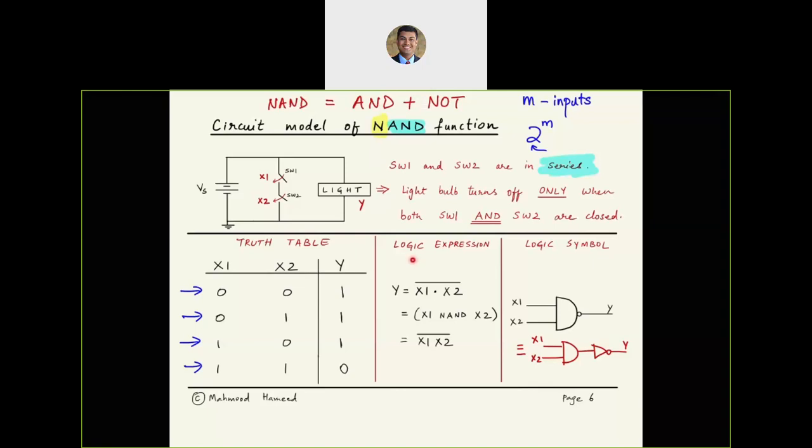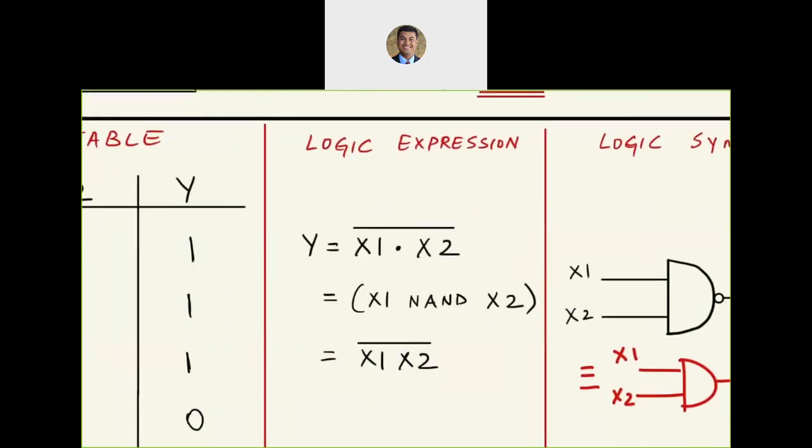So we talked about that. What is a logic expression? Well, for AND, we simply had this. For NAND, we are going to add the bar over it. So the bar is going to be on both x1 and x2 combined.